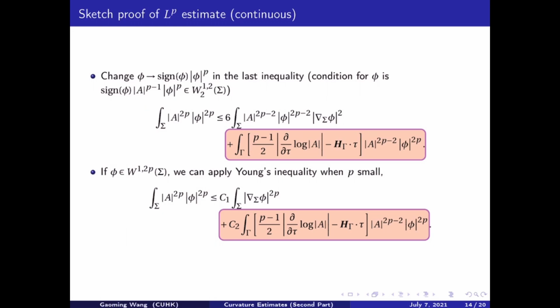If in addition we assume phi is in W^{1,2p} sigma, then we can apply Young's inequality to separate these two terms. Here we also need p slightly greater than 1 since we need the left-hand side to absorb the extra term after separating terms. After that, we can get the second LP estimate formula with some extra terms on the boundary.